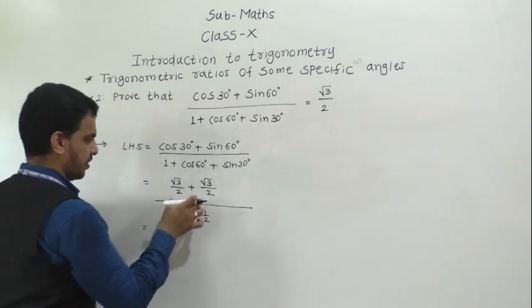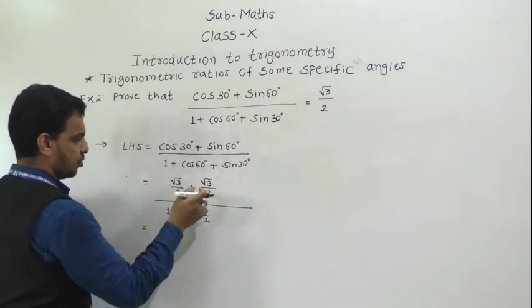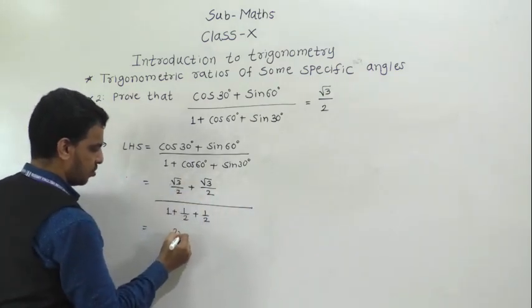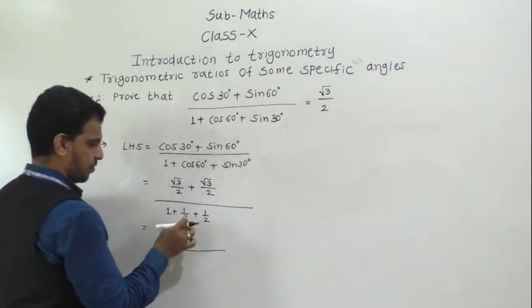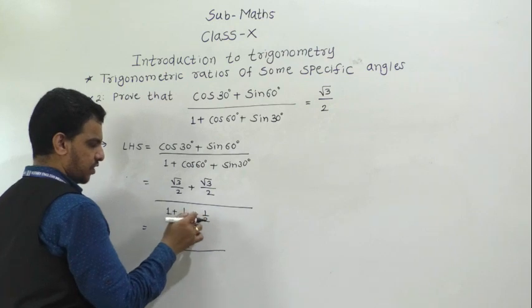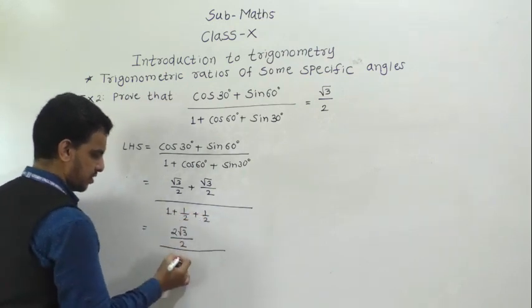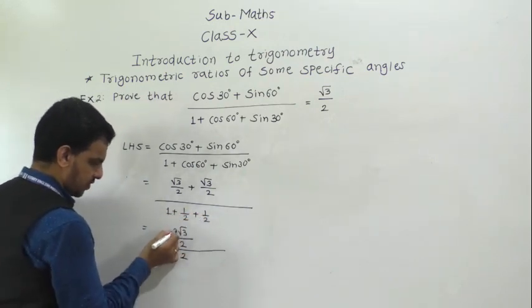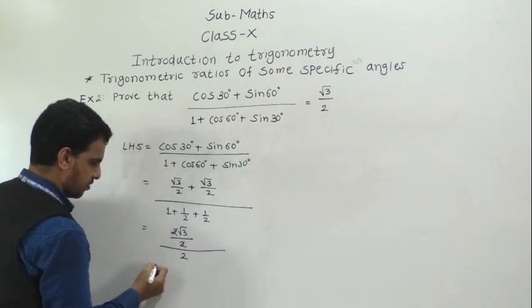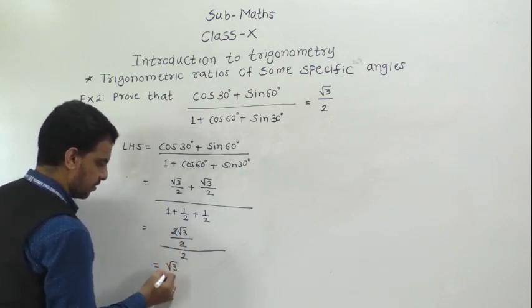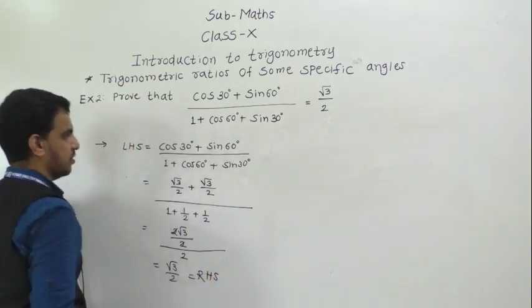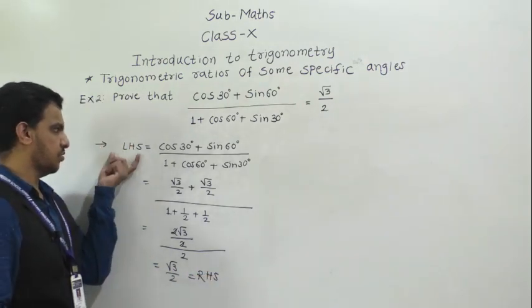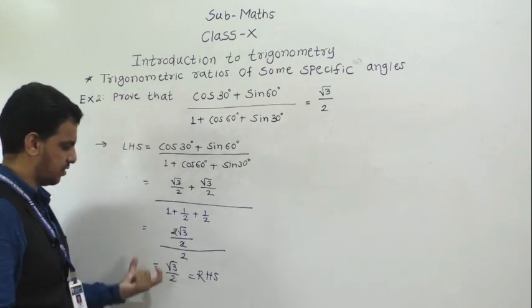Okay, now here the denominator is the same, so root 3 by 2 plus root 3 by 2 is 2 root 3 upon 2, divided by 1 by 2 plus 1 by 2, that is 1, and this 1 plus this 1 is 2. So this will get cancelled. What remains? Root 3 by 2, that is equal to RHS. Okay, so we start from LHS and we get the RHS.